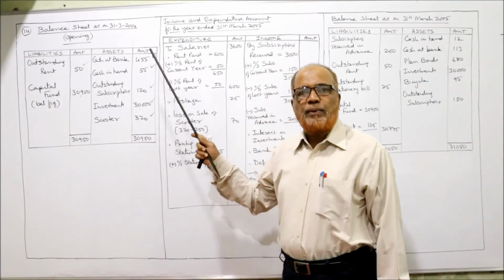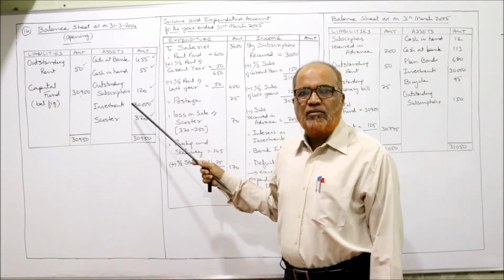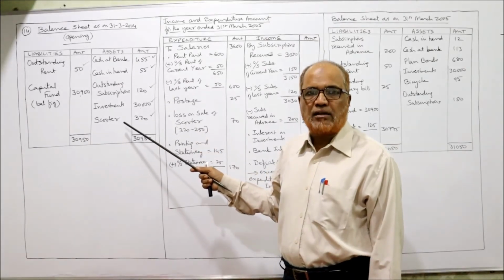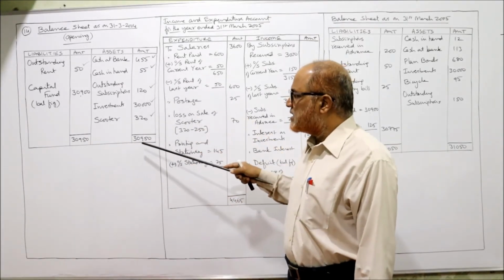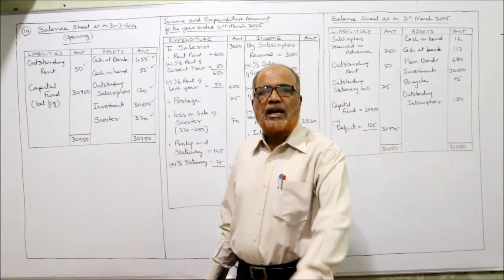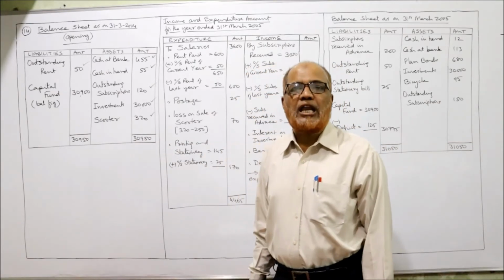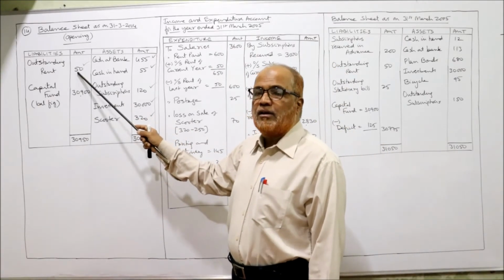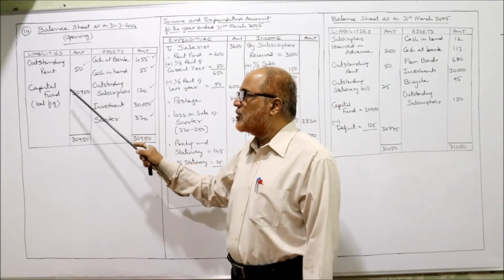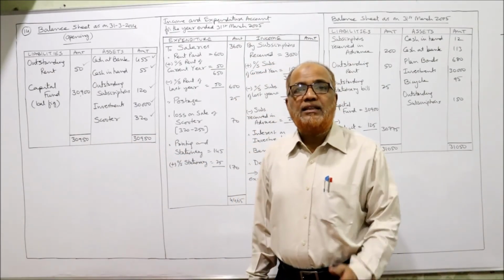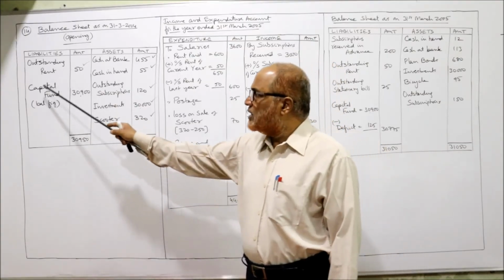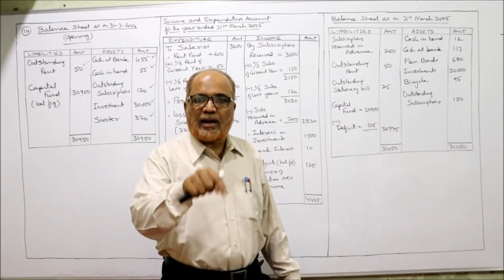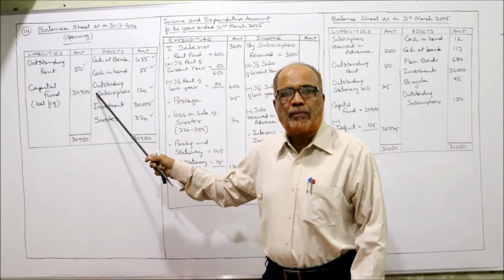What are the items? The opening balance of cash in hand, cash at bank, investments 30,000, outstanding subscriptions, and the scooter. These are the assets. Take the total of the assets, 30,950. Only one outside liability was there, that is outstanding rent, last year's March rent outstanding. So outstanding rent 50. Deduct: 30,950 minus 50, 30,900 is the capital fund at the beginning of the year. Without this capital fund we cannot make the current year balance sheet. For the current year balance sheet we require the capital fund. It is not given, so we have prepared the opening balance sheet.